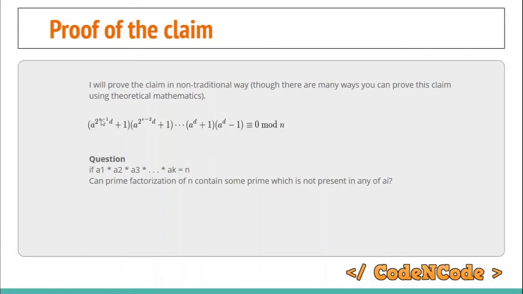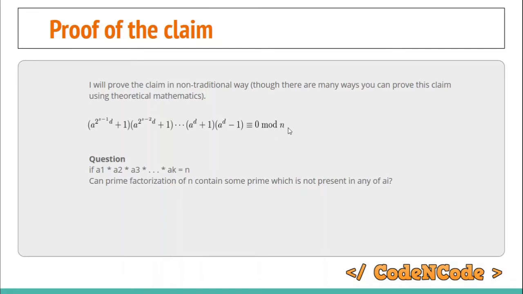So if none of these factors are divisible by this prime, then their product will not be divisible by this prime as well. While this is not true for a composite number, for example, 2 is not divisible by 6, 3 is not divisible by 6, but their product 2 times 3 is divisible by 6. That would not happen for any prime number. For example, 2 is not divisible by 7, 3 is not divisible by 7, and their product will also not be divisible by 7. If n is a prime number and none of these factors are divisible by it, then their product will also not be divisible by n, and that proves our claim.